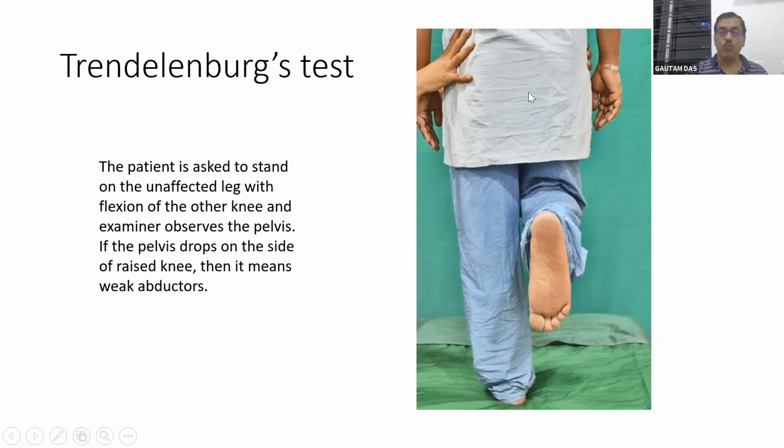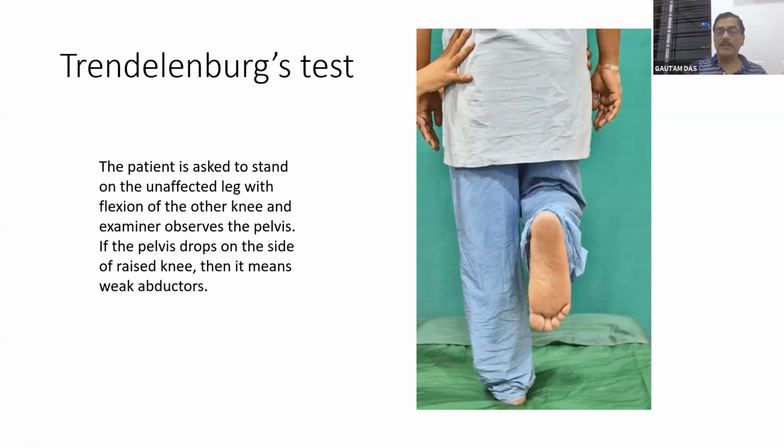And if the patient is walking, what will happen? As soon as the patient is lifting the normal leg, the patient is putting weight on the abnormal leg, and the hip will be falling down towards the normal side. And again, when we are putting the leg on this normal side, the hip will be in the horizontal position. The pelvis will be in the horizontal position. This is your Trendelenburg gait.